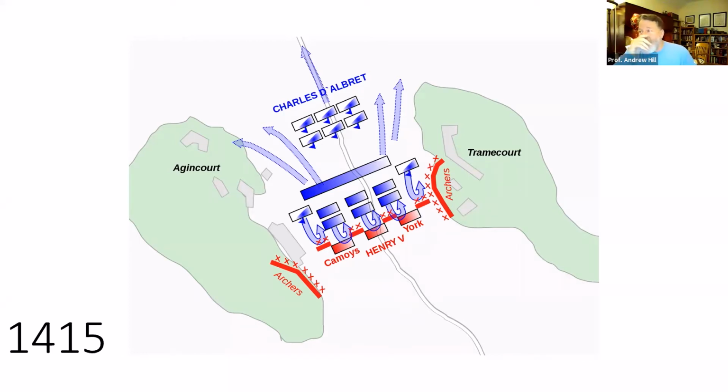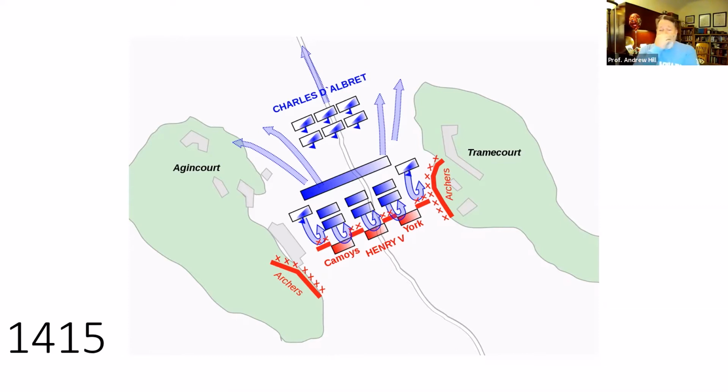And when this battle begins, Henry, dramatically outnumbered, is able to lure the French into this wedge, into this narrow area, and it starts to work. He just starts to get more and more and more of the French troops pouring into this trap, and they're able to just kill them and kill them and kill them. So it's going well for him.